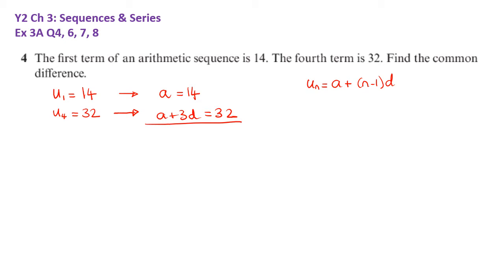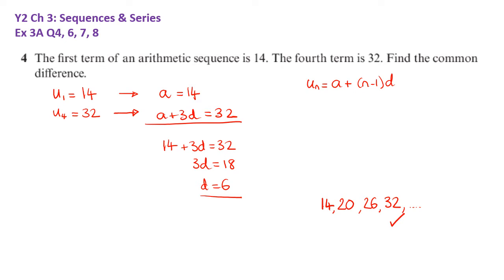I plug the top one, a is 14, into the second equation and solve it to find d. It's worth doing a mental check then. If I start with 14 and keep adding 6, my fourth term should be 32, which it is.